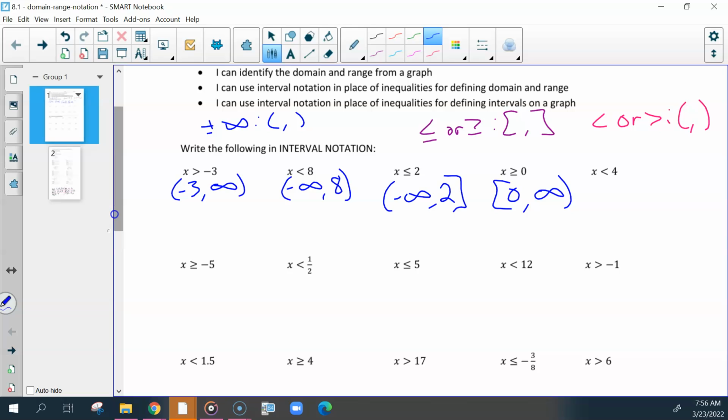So all of the other ones in this section will be written one of these 4 ways. We just have to figure out which way. So for x is less than 4, what are we starting with? We're going to end at 4, but it's going to keep going to the left, so we're going to start at negative infinity. And if we're ending at 4, would that be parenthesis or bracket? Parenthesis.